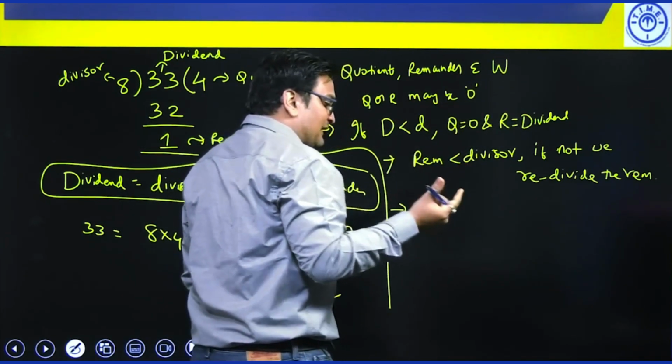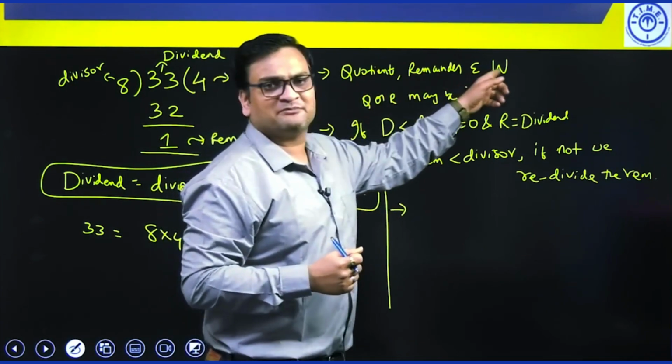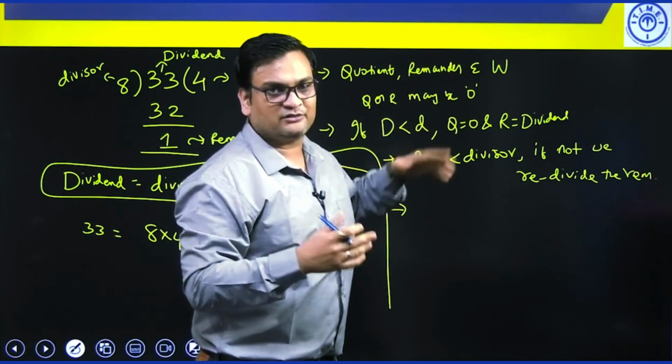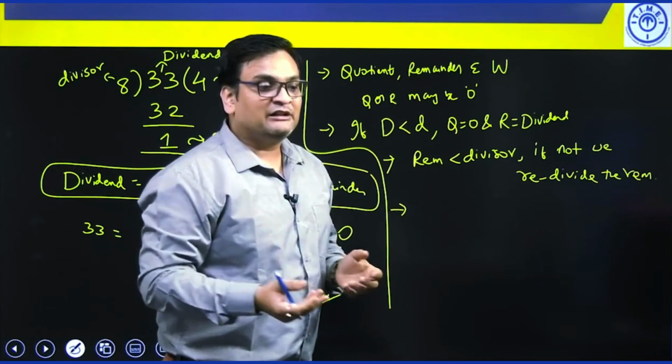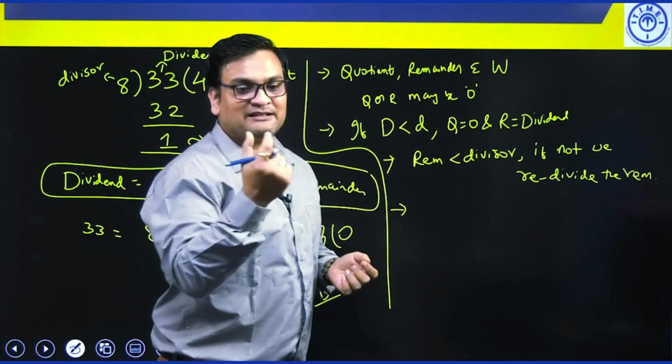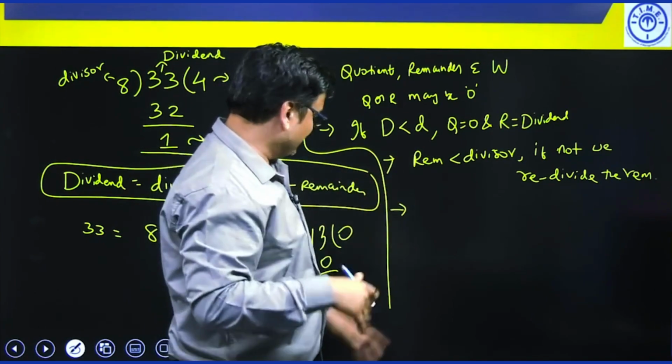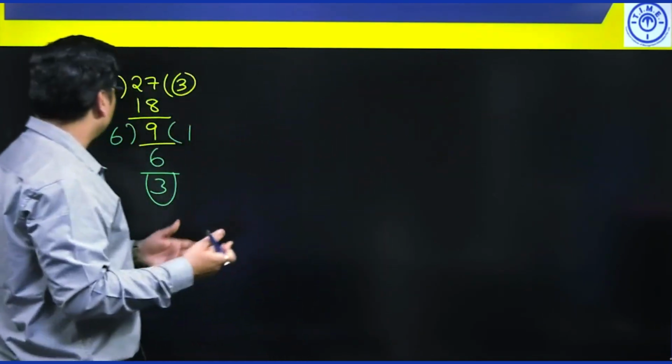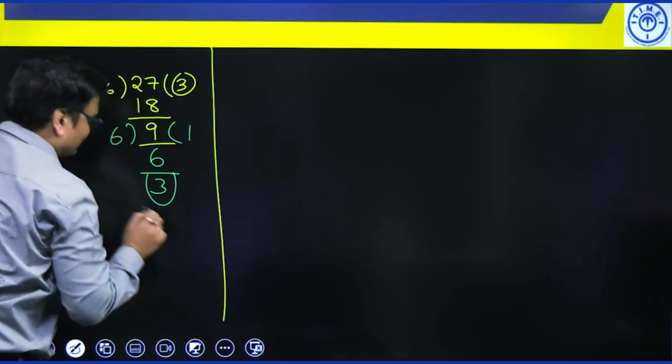Sometimes, if you want to, we can represent, here we have said they should belong to whole numbers. Remainder and quotient both should belong to whole numbers. But to have some convenience, we can sometimes represent the remainder as a negative remainder also. Let me tell you how and why we do that. I'll just show it to you here.